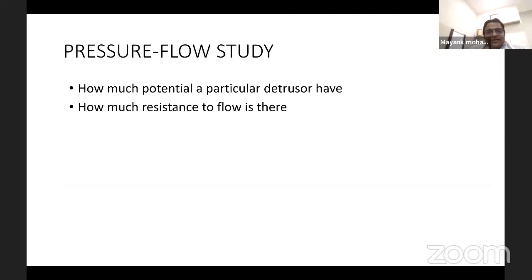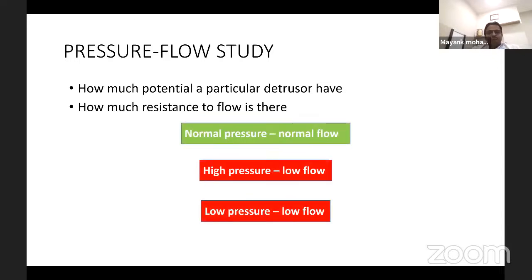And number two, is there an outlet obstruction? There are only two things you want to know from a pressure flow study. Now, how you want to know is the whole game, how people have done research over decades together. And this is how we are going to interpret it in my next slides.